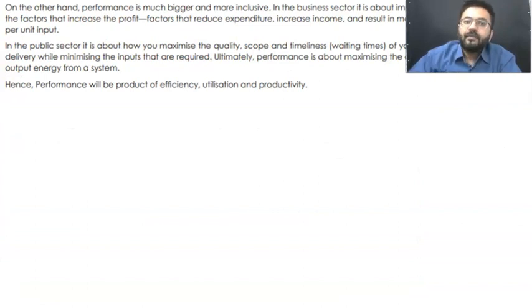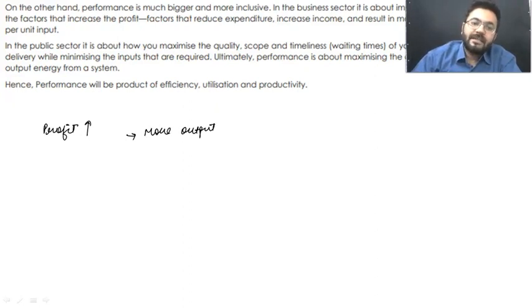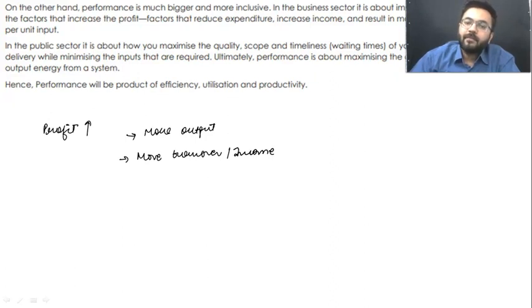Right? So again, everybody is looking forward to increasing their profit. If I talk about increasing profit, how can that be increased? Sir, by having more production. Okay, that means more output. Sir, by having more sales, more turnover, or let's say more income. And apart from that, the last but very important is reducing expenditure.